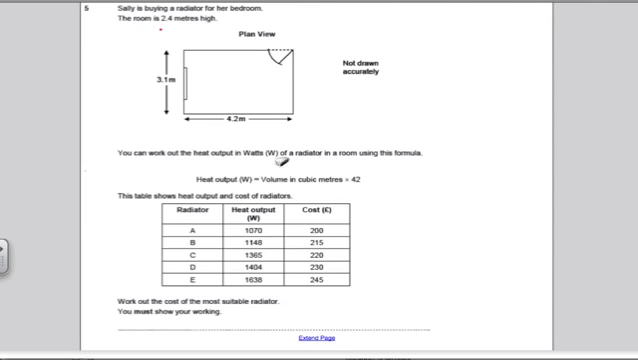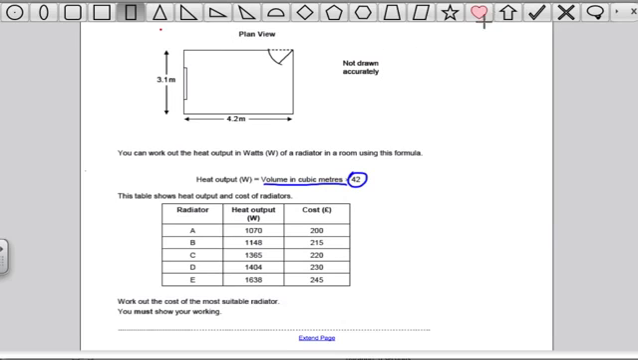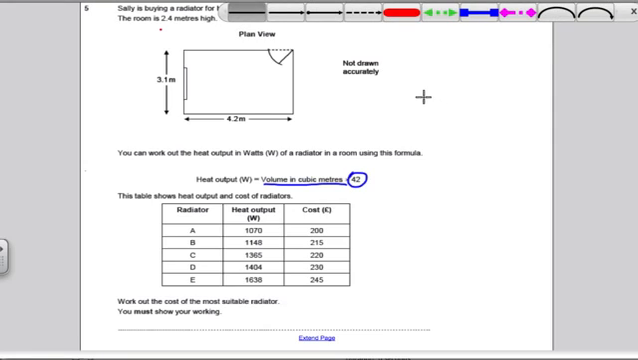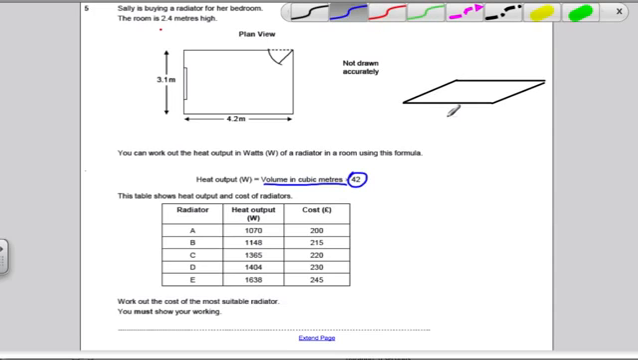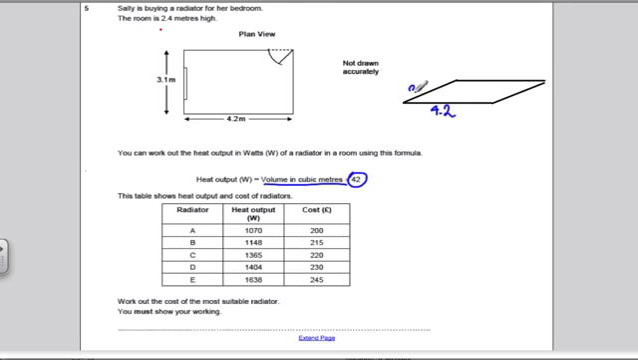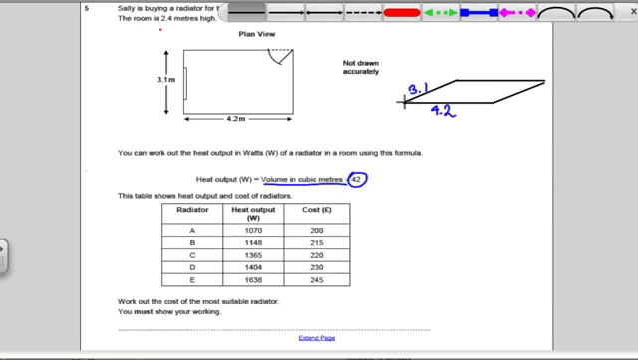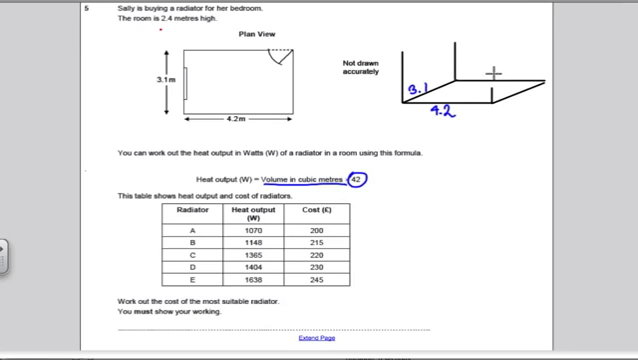It says you can work out the heat output using the following formula, and work out the cost of the most suitable radiator. The formula is the volume of the room multiplied by 42. So the first thing we need to do is work out the volume. Let's draw it out in another diagram so we can see the three-dimensional aspect. Looking from above, the width is 4.2 and the depth back is 3.1, and we also know from the question that the height of the room is 2.4 meters. So this height here is 2.4.